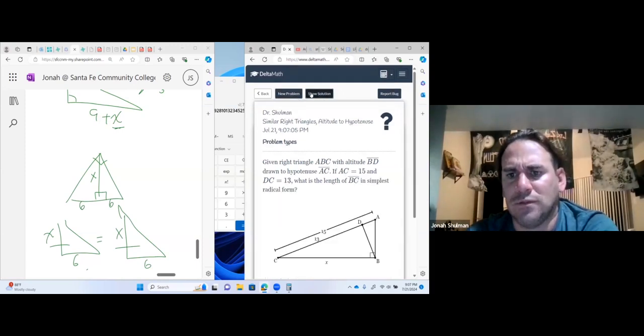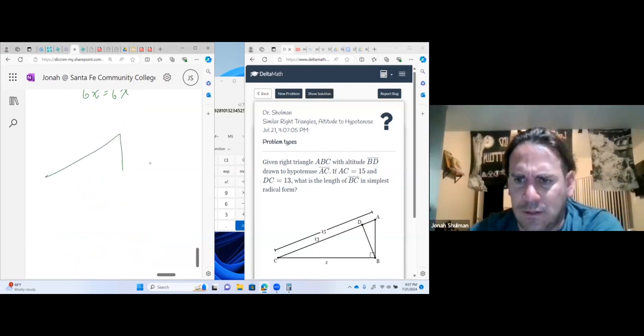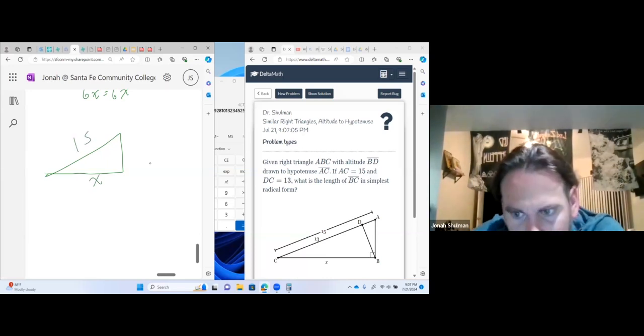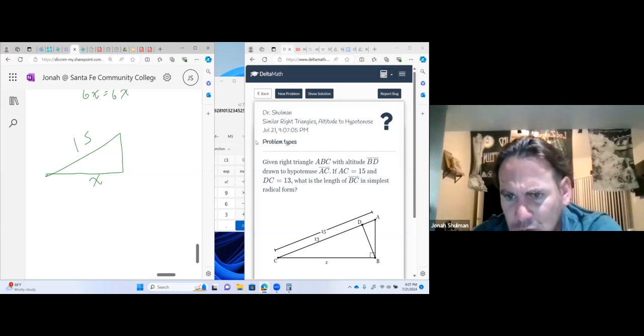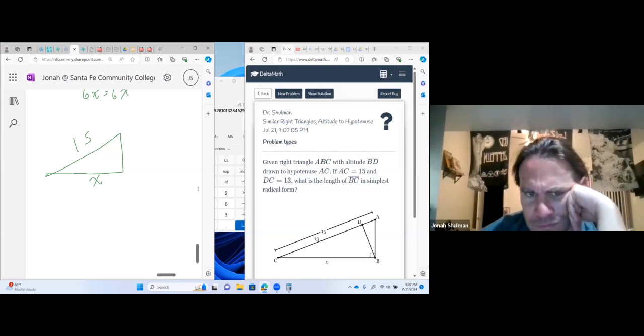All right, let's try another one of these. These are always crazy. These always trip me up. So, all right, we have this one, right? So this is X and 15. And now we have this little one over here, which I believe will be 13 and X.